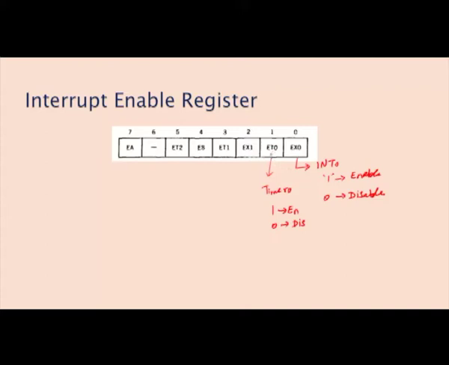Okay. Next one is EX1, which represents INT1. This one is timer 1. This one is the serial port enable. Okay. So these are the 5 interrupts which we use most frequently in the 8051. This ET2 is not used. Okay. Then this is a master control which enables all.